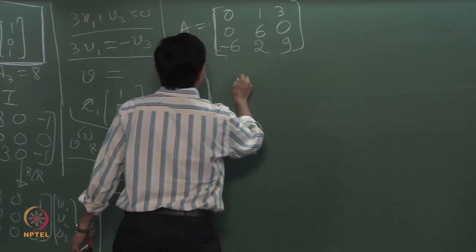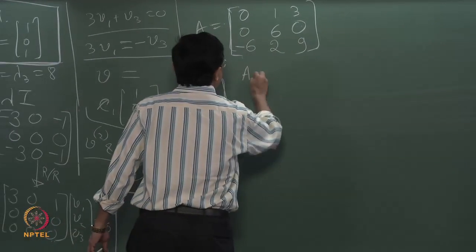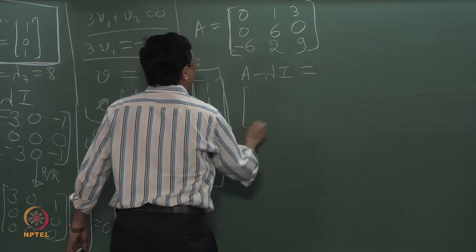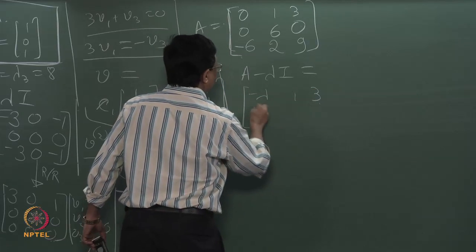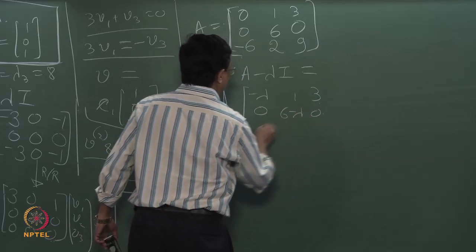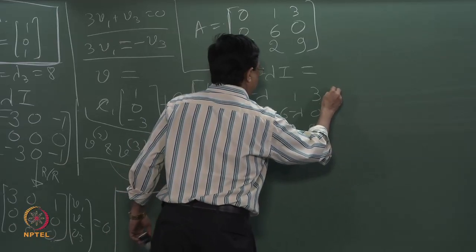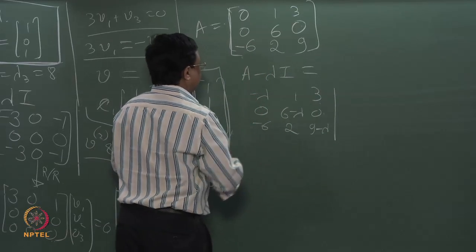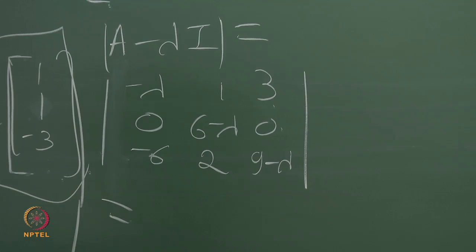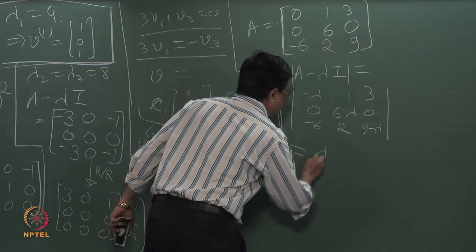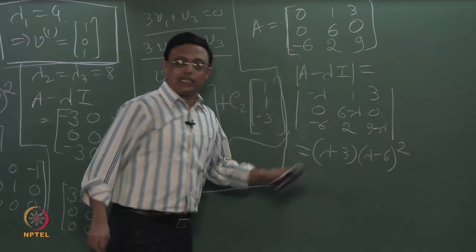So let us proceed with this, and the corresponding A minus lambda I matrix will be minus lambda 1 3, 0 6 minus lambda 0, minus 6 2 and 9 minus lambda, and we need to take the determinant of this matrix. What you will get is a form. I will leave this as an exercise for you. You should probably get this. Just check, are you getting this?